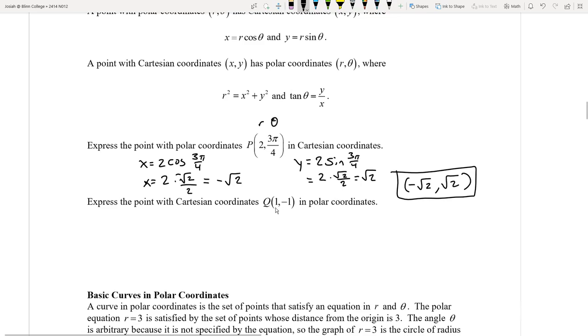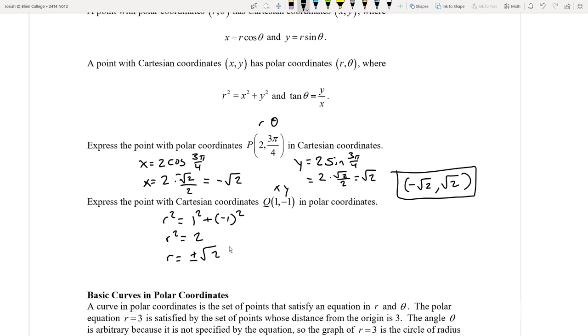If we're going to take something that's got Cartesian coordinates 1 and negative 1, and we're going to express that in polar coordinates, we'll go ahead and see what happens there. So we have our x and a y. We'll do each of these different components of our polar coordinates. So we've got 1 squared plus negative 1 squared. So r squared is 1 plus 1, we get 2. And so r will be equal to plus or minus root 2.